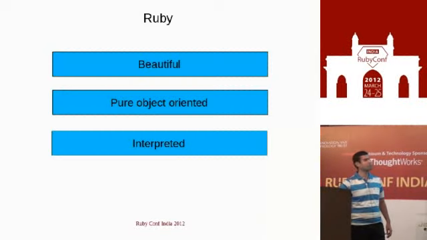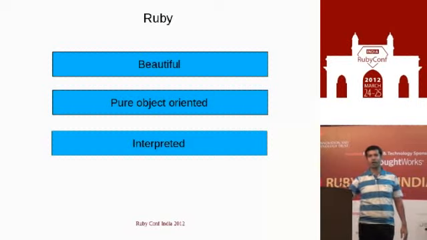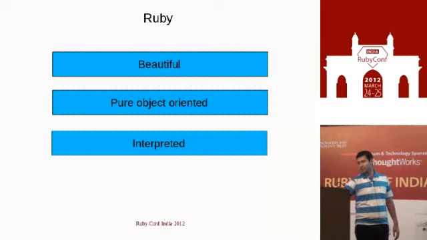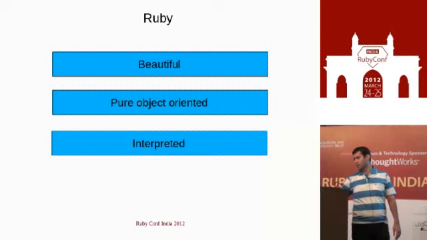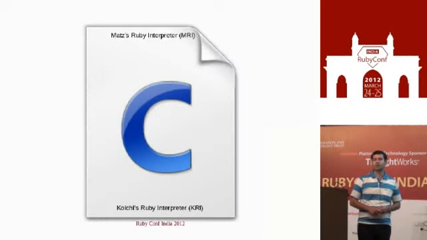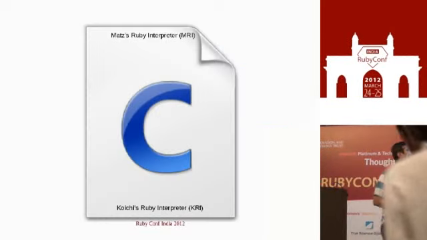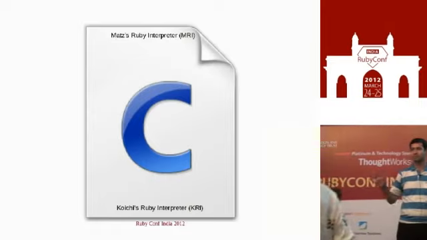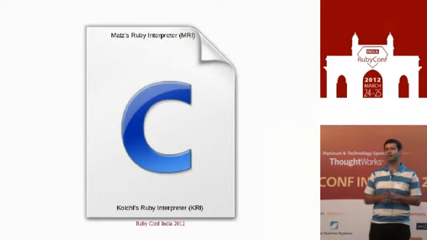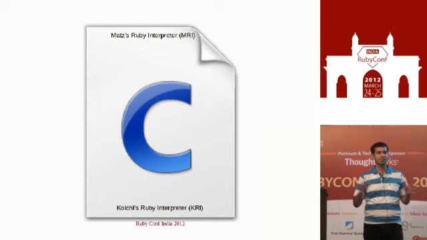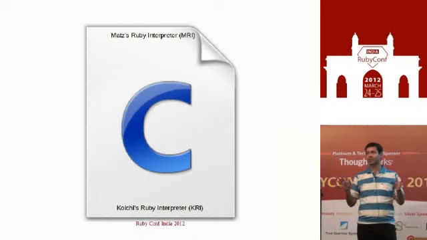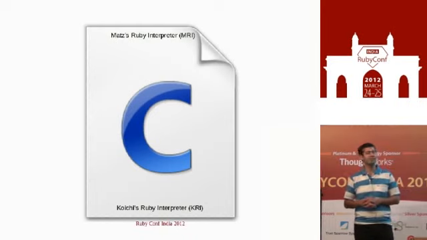So what is Ruby? We know Ruby is a beautiful language, it's smart. It is purely object oriented, so everything in Ruby is an object, and it is interpreted. Now most of us would know that the Matz Ruby interpreter is completely written in the language C, the same language that we used to study in our good old college days. I still remember struggling with pointers, structs, unions.